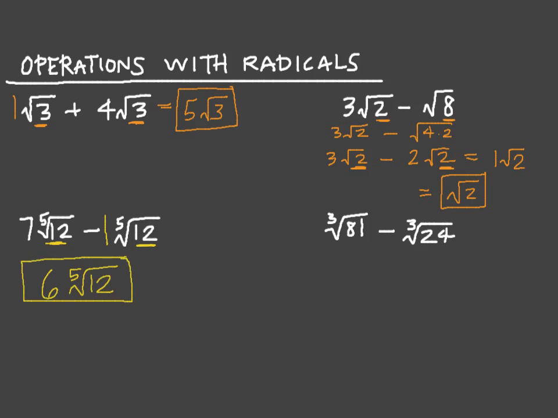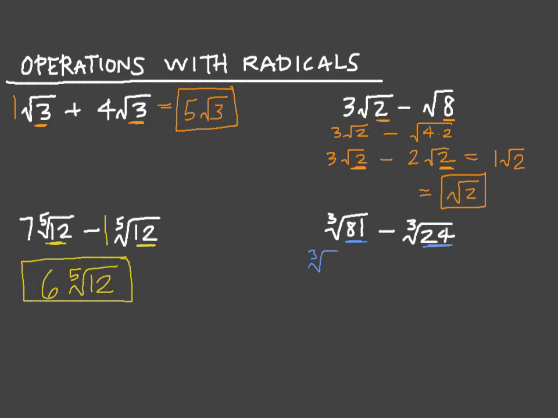All right, let's do the next one. I need to make sure that the radicands match. Right now they don't match, and I need to make sure that the indexes match. Otherwise I can't do anything with them. And they do match. They're both cube roots. So I need to try to simplify both of these.